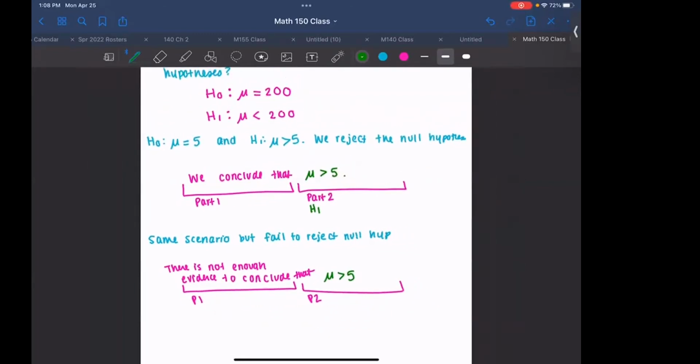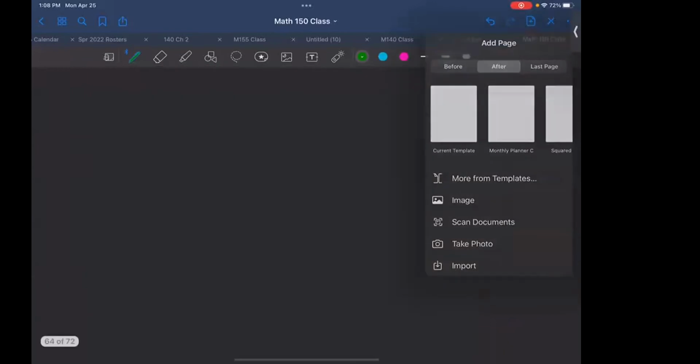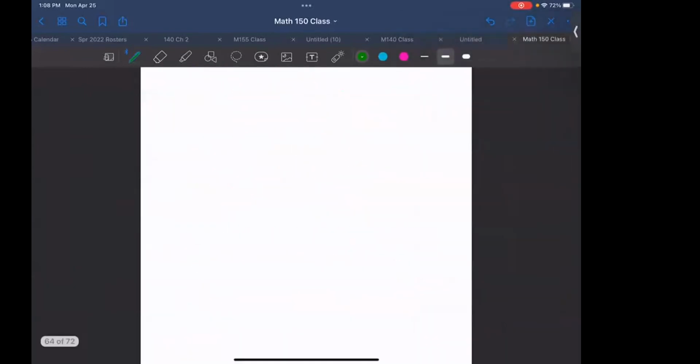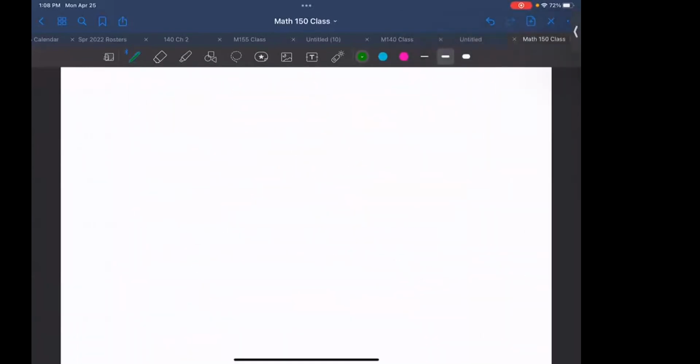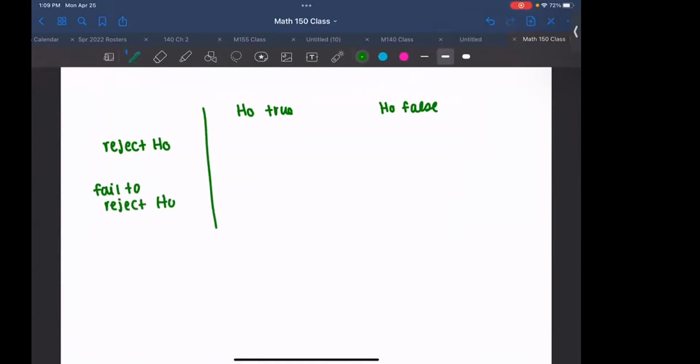Cool. All right. Let me just do one more. Something like maybe your last question on the quiz. The last question always depends on a chart, and I will give you the chart, so don't worry. So this is what it looks like. H0 true, H0 false, reject H0, fail to reject H0.